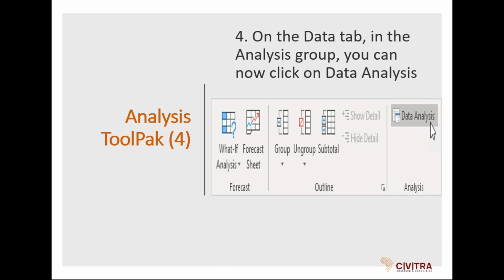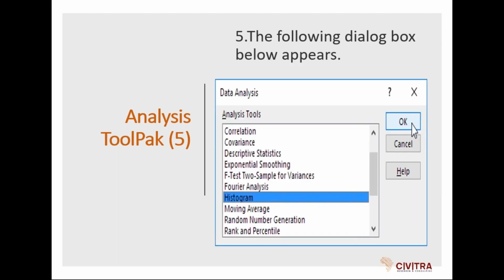Then on your Data tab, when you want to perform analysis, you'll be able to select Data Analysis, which will help you in performing the different data analyses that you require. So when you click on Data Analysis, in response to the data that you have, you're able to see correlation, covariance, descriptive statistics, exponential smoothing, F-test two-sample for variances, Fourier analysis, histogram, moving average, random number generation, and rank and percentile.